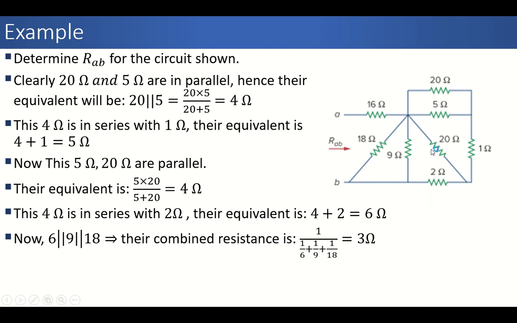So 6, 9 and 18 are in parallel, where this 6 is the equivalent of this whole network. Obviously in that case these are in parallel with 9 and 18, because their starting point is common and their ending point is also common. This is the B point, and when we simplify this whole network, this will also be connected from this point to the B point. So their combined resistance is the reciprocal of the sum of their reciprocals, that is 1 upon 6 plus 1 upon 9 plus 1 upon 18. We can easily simplify this using a scientific calculator. So their result will be 3 ohm.